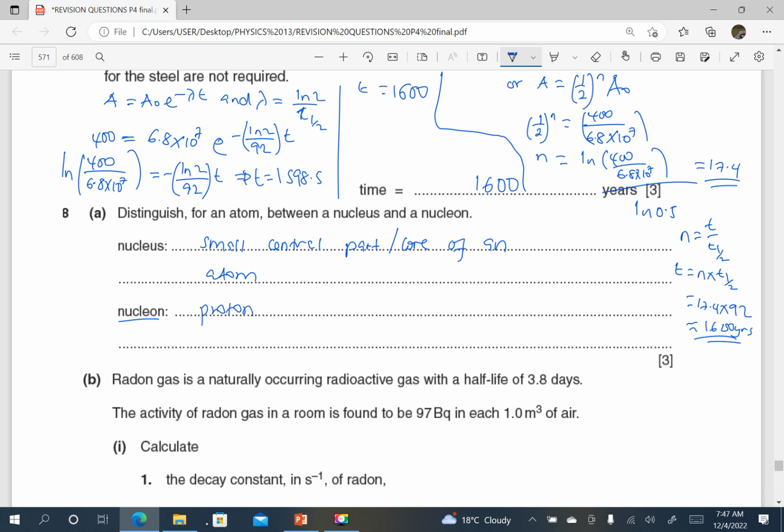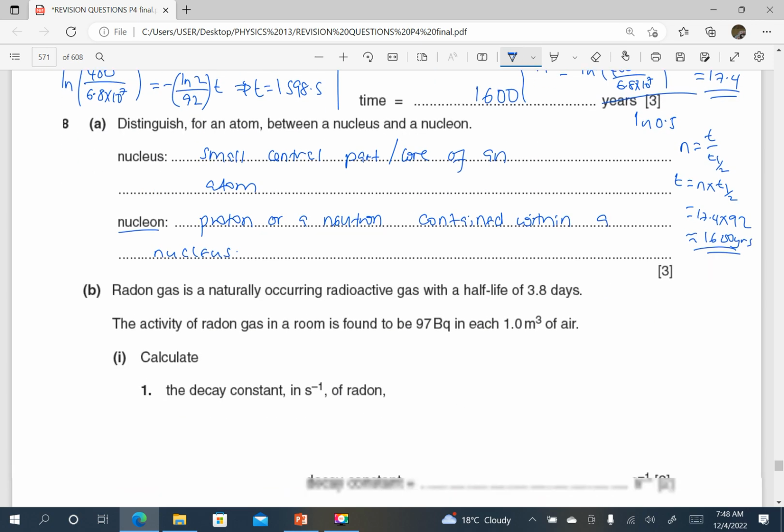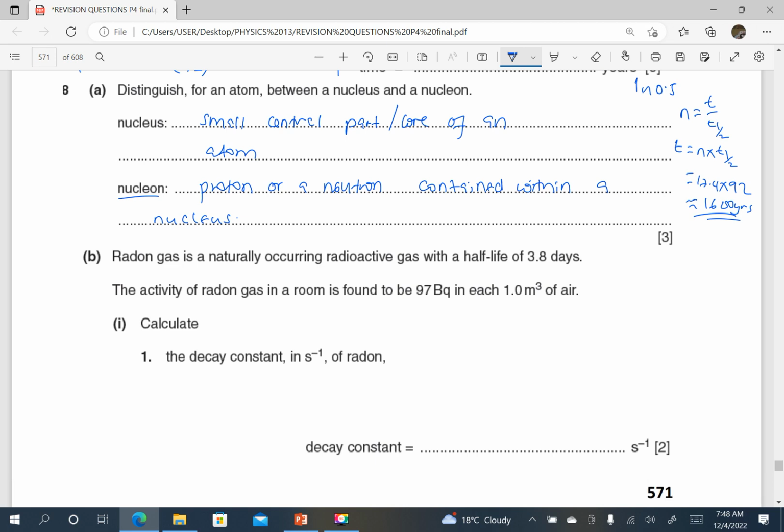The proton or a neutron contained within a nucleus. So the particles which reside inside the nucleus are the ones we call the nucleons. Those are the protons and the neutrons.